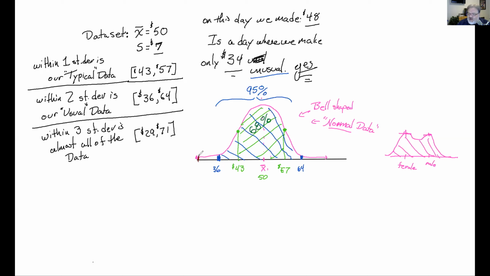Lastly, that 3 standard deviations, the 29 up to the 71. I said that should contain almost all of our data. Well, how close to all do we mean when we say almost all? Technically, and we'll get more flexible with this later, we're talking about 99.7% of your data landing within 3 standard deviations of your mean if your data is normally distributed.